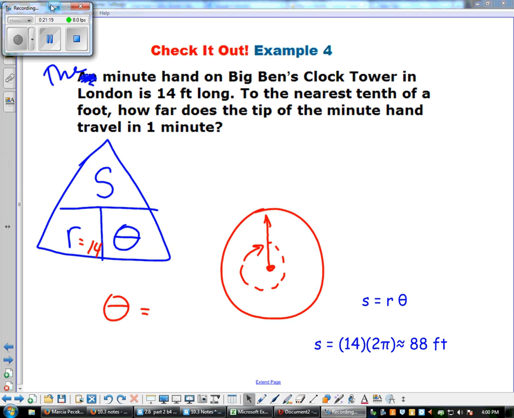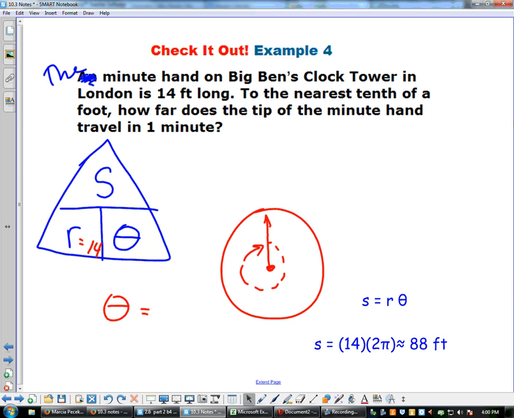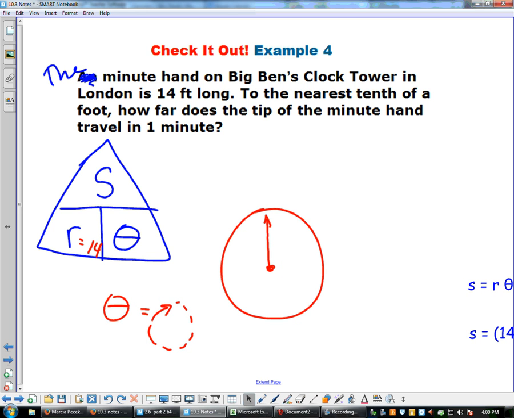Okay, Miss Bell and I just realized that we were talking about minute hands, not second hands. So that means we didn't want to go all the way around the circle. This minute hand's not going to go all the way around in 1 minute. That would be the second hand that would do that. The minute hand is only going to be advancing how far? Only 1/60th of the whole way around the circle. So we want 1/60th of a revolution.